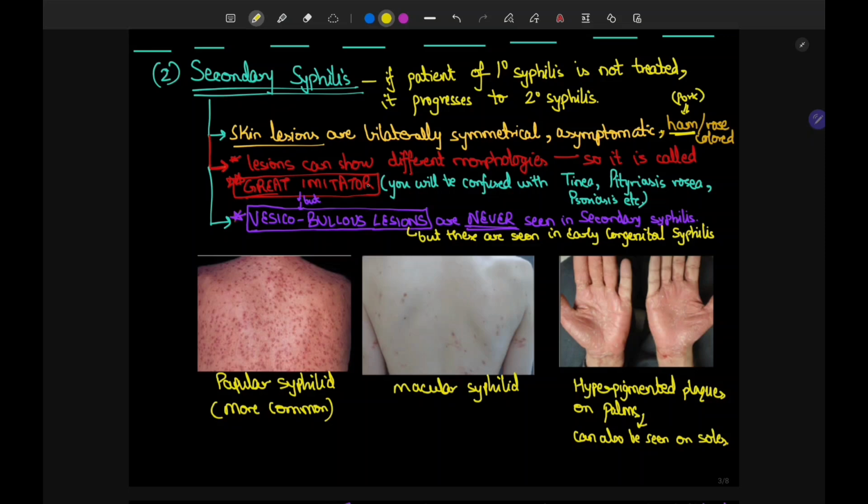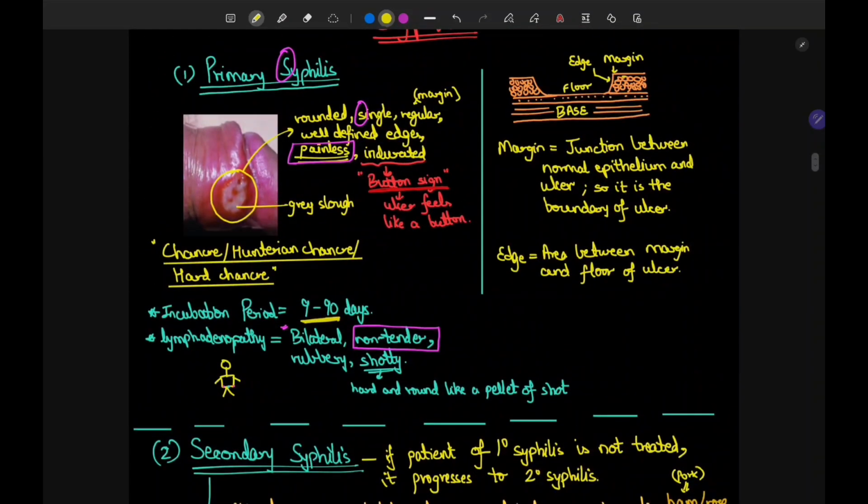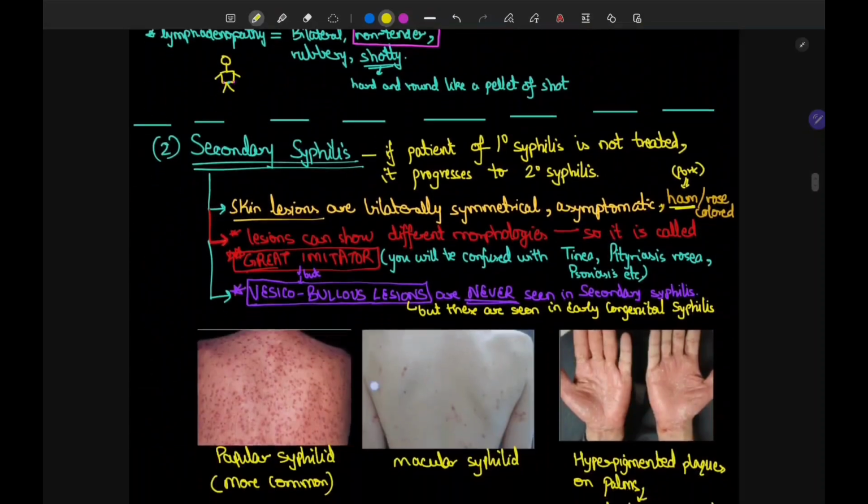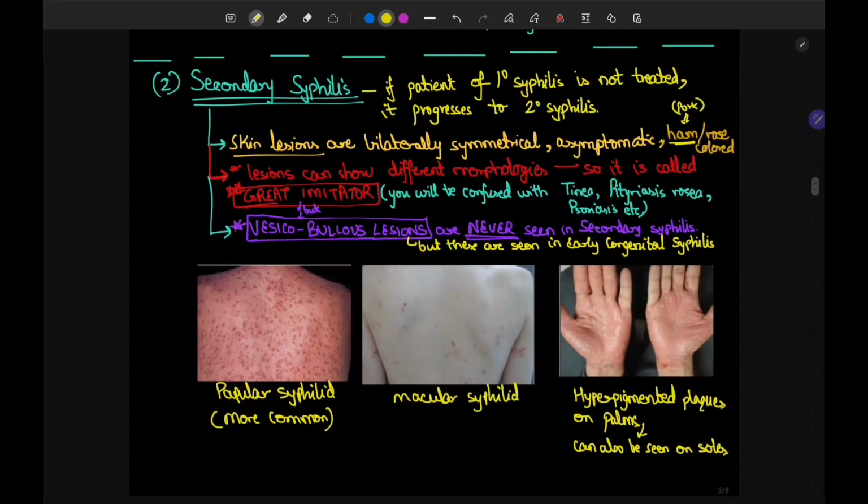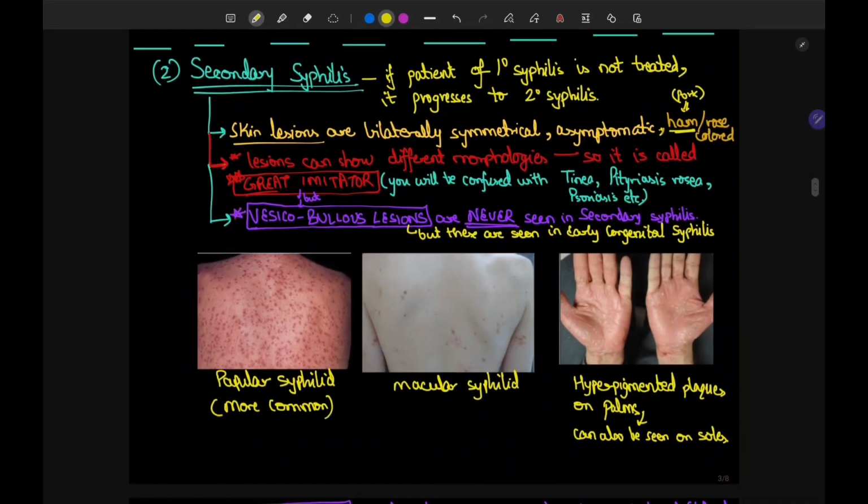Now you have to ask the patient if there was any history of such an ulcer, such a primary ulcer. If he gives a history of such ulcers, then your diagnosis might be going towards secondary syphilis, but then you need to do the FTA-ABS and the dark ground microscopy for confirmation. But here you have to learn that it's a great imitator.